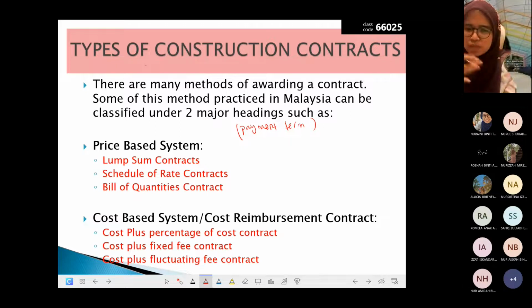So sama ada by price based system ataupun cost based. So price based, dia kita based on the material atau method satu-satu lah price untuk satu-satu item dalam construction. Kalau cost based, dia based on the total cost of the project. So dia tak tengok sikit-sikit lah, dia tak tengok berapa material, dia tahu total cost. So this is payment to the contractor lah biasanya. Kalau price based, kita ada lump sum, schedule of rate and also BQ.